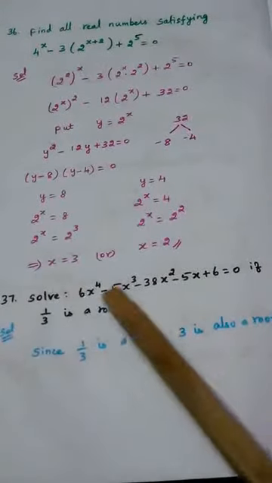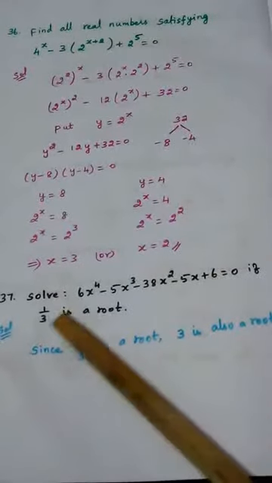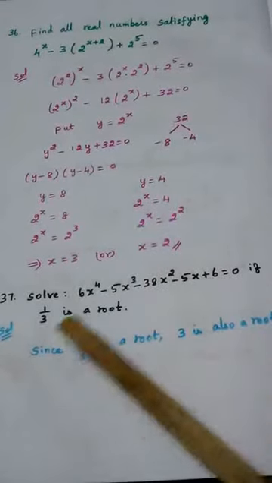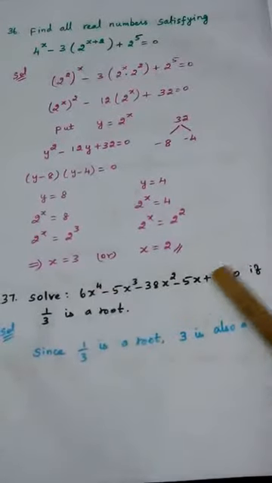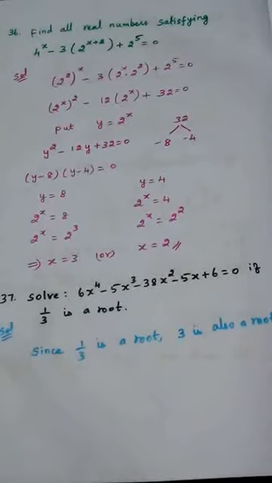Question number 37. Solve a fourth degree equation, given that 1 by 3 is a root. They have given one root to us. Since this is a fourth degree equation, 4 answers will be there. One answer is given to us. So the answer starts like this.